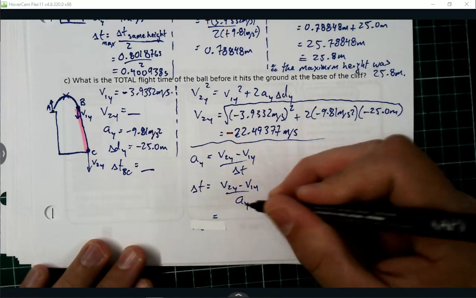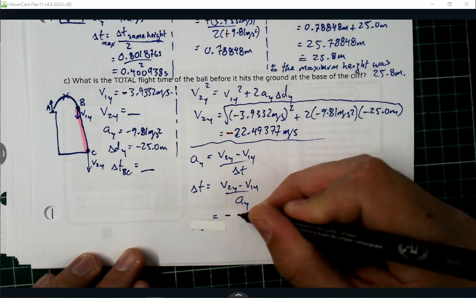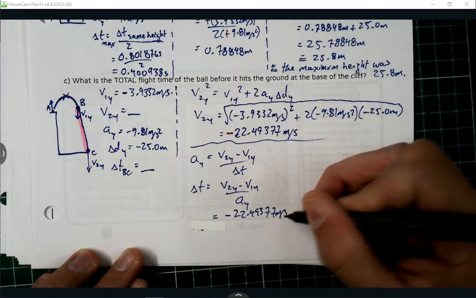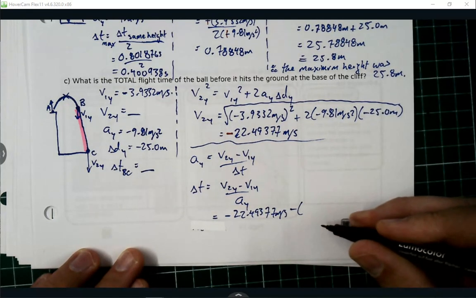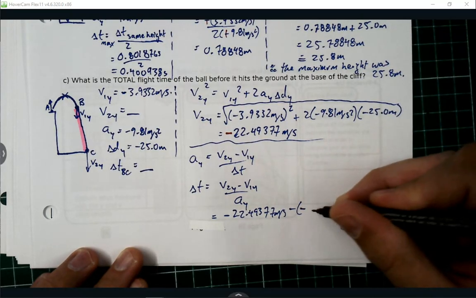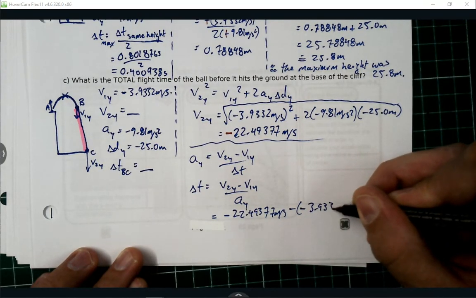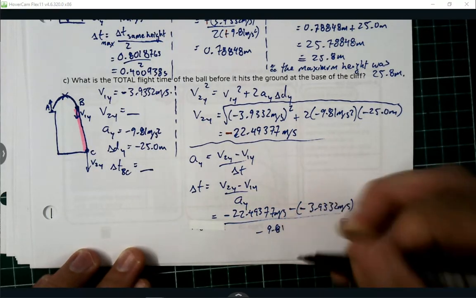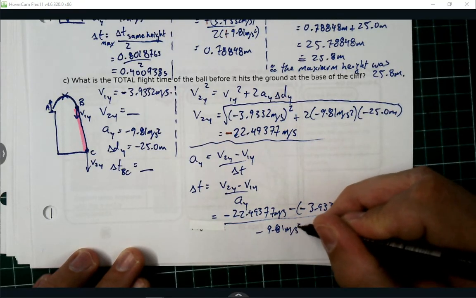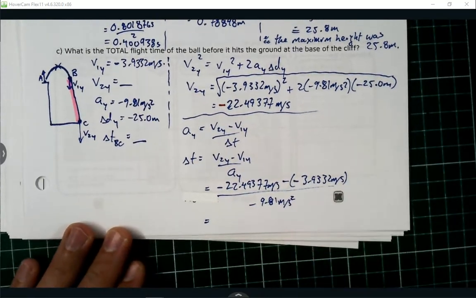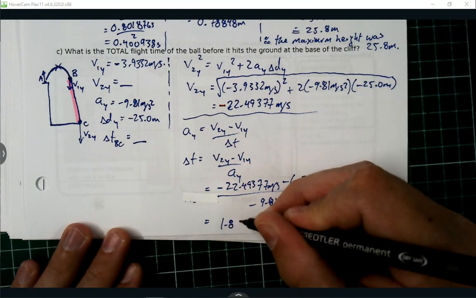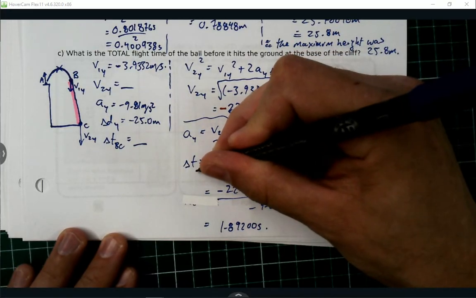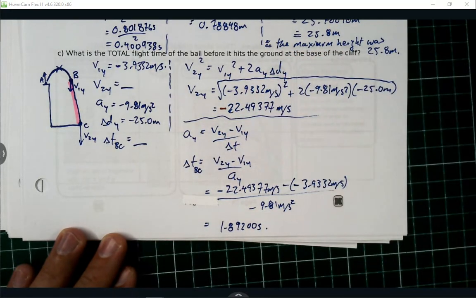So if you had some quadratic trauma, v2y is going to be the negative 22.49377 meters per second minus v1y. So the minus is from the formula, but then there's another negative from the direction, 3.9332 meters per second. All of that divided by negative 9.81 meters per second squared. And we get a travel time of 1.89200 seconds.